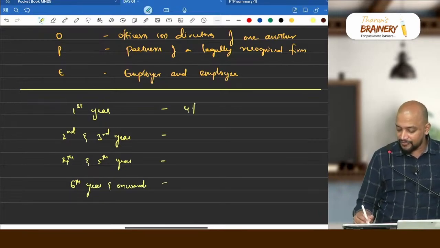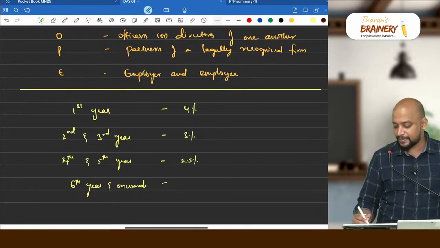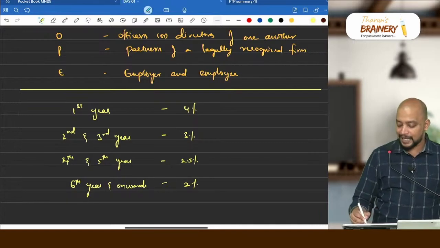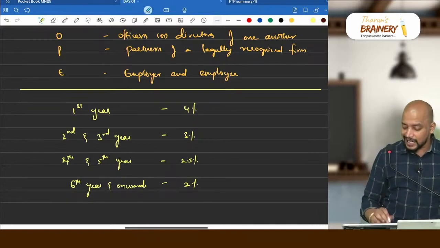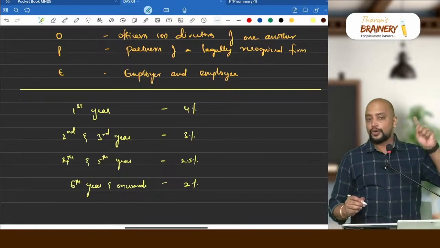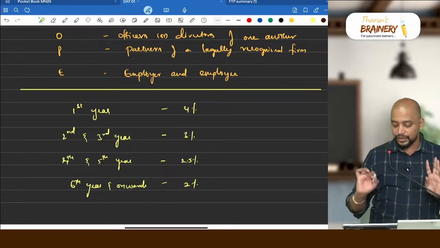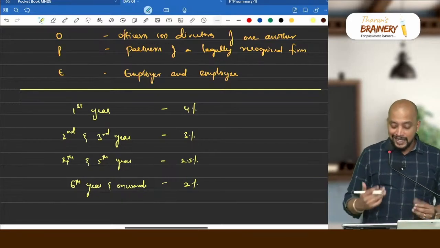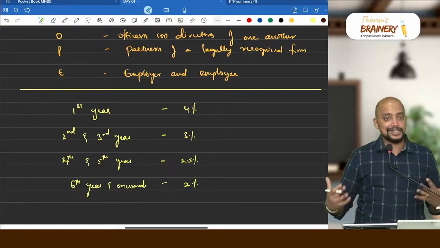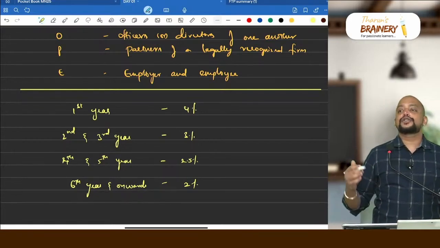4% for every quarter or part thereof, 3% for every quarter or part thereof, 2.5% for every quarter or part thereof, and 2% for every quarter or part thereof. So first year 4%, second and third year 3%, fourth and fifth year 2.5%, sixth year and onwards it will be 2%. Now how to count this? Here calendar quarter only should be taken.